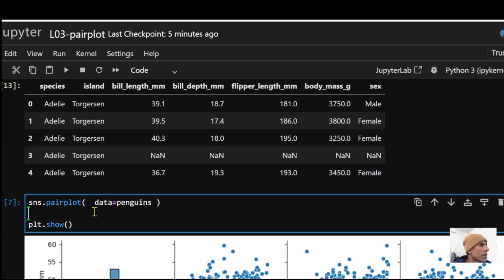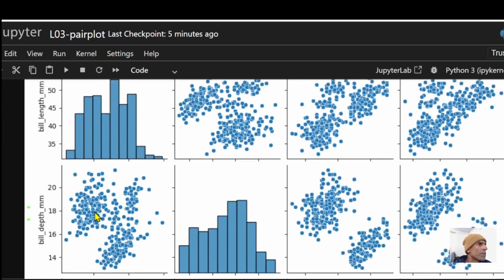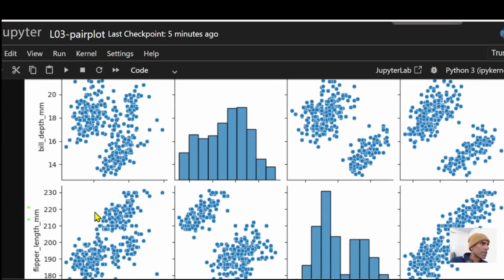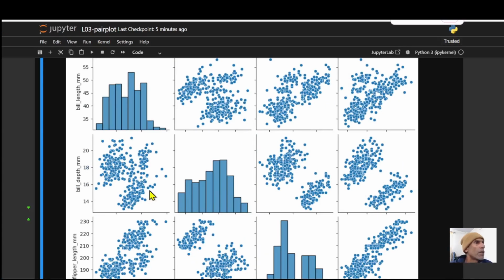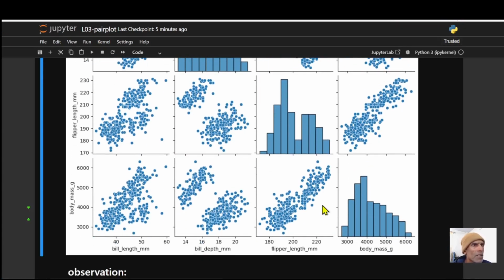So in this case, I'm plotting my pair plot again of the penguin data set, and by looking at this, let me decrease the size again. Okay, by looking at this, you can see that there is a strong linear relationship between these two variables. That would be your flipper length and your body mass in grams. So when your flipper length goes up, your body mass also goes up.